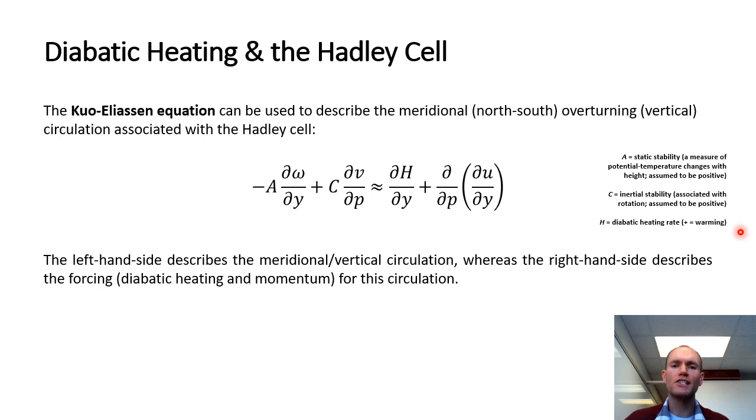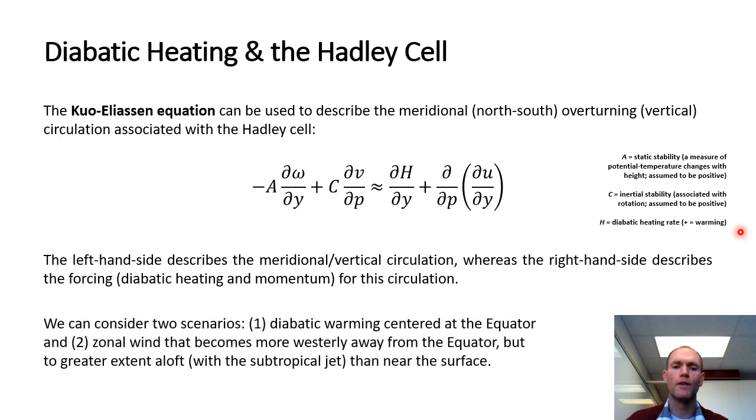So again, that left-hand side describes the meridional or vertical circulation, and the right-hand side describes the forcing, the diabatic heating in the first term and the momentum forcing in the second term for this circulation. So we're going to consider two scenarios here. We're going to take each of these right-hand side forcing terms in isolation.